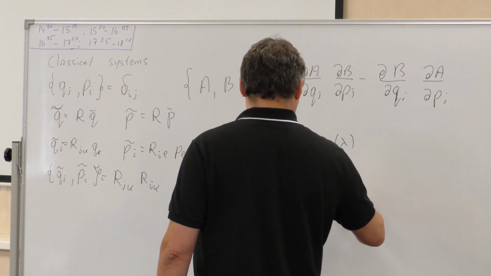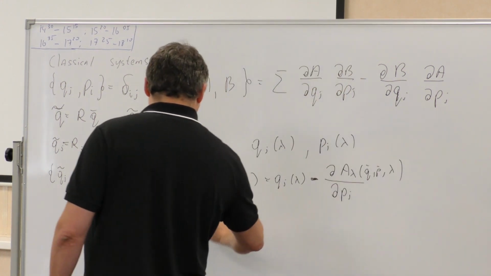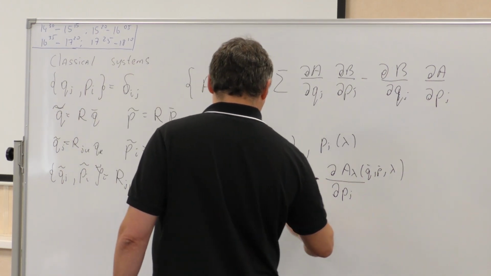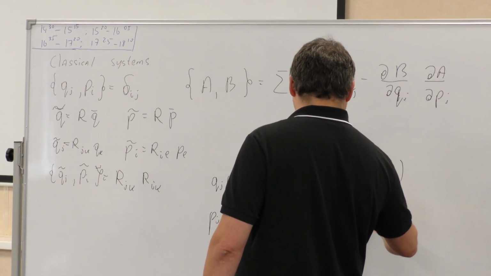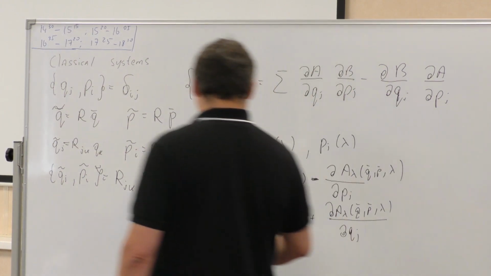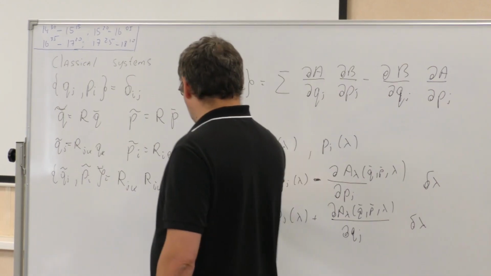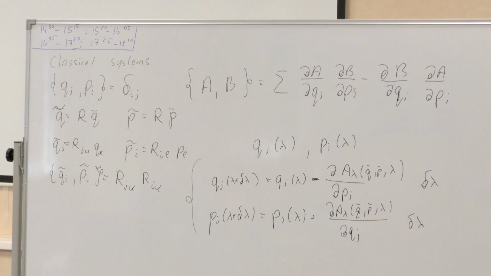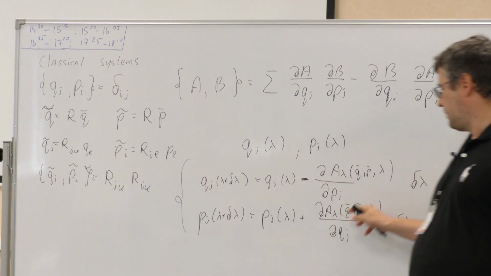times dA by dpj, and then Pj of lambda plus delta lambda is Pj of lambda plus dA of q, p, lambda over dqj, sorry, times delta lambda. And of course, I understand this in the limit delta lambda goes to 0, so I can rewrite this through a derivative. So dq by d lambda is minus dA by dp, and dp by d lambda is dA by dq.